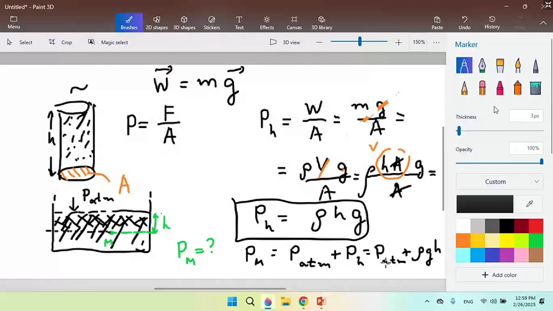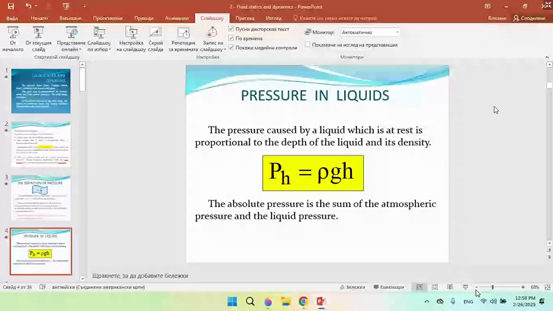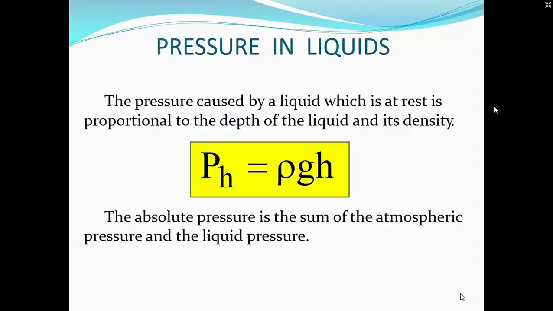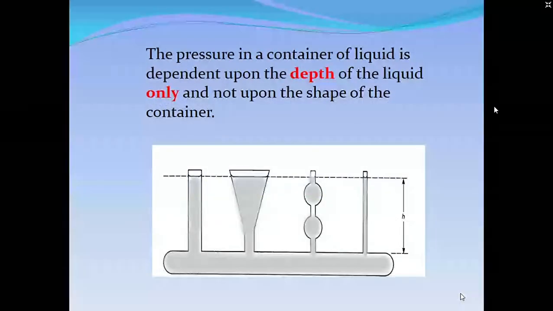Okay, so let's proceed further. We are following the text of the presentation. In the slide, it is given just hydrostatic pressure, but we also know how to express total pressure, sometimes called liquid pressure, or pressure at some point below the free surface of the liquid. Sometimes absolute pressure is also used to express this total pressure.